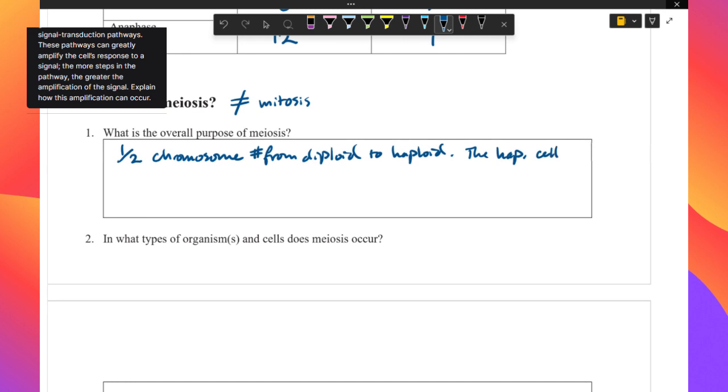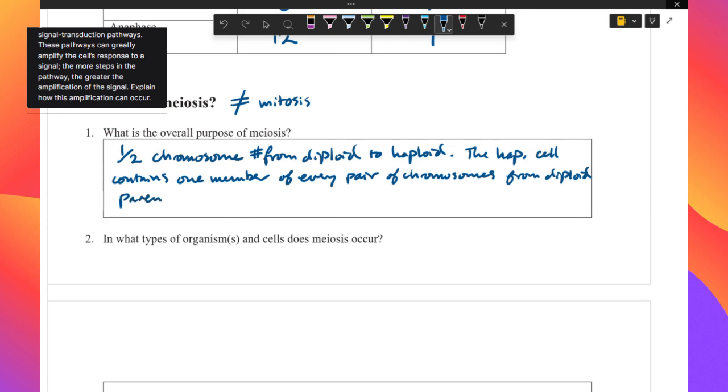The haploid cell contains 1 member of every pair of chromosomes from the diploid parent cell.